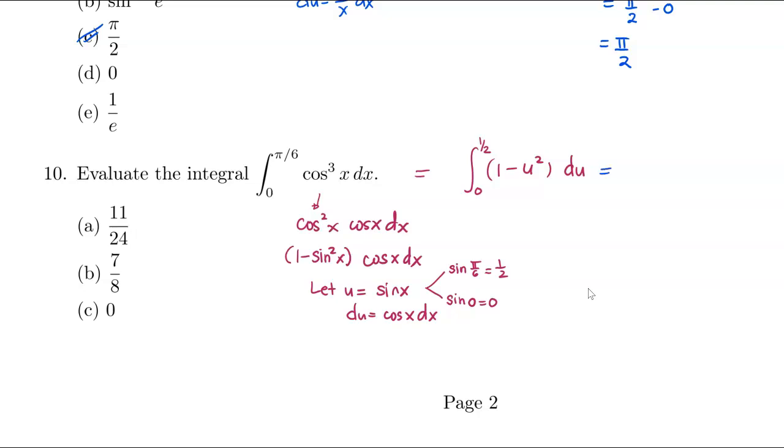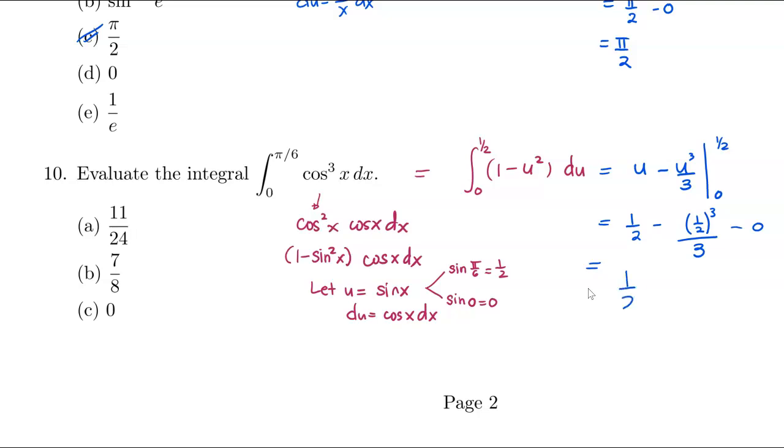Okay, so to integrate this, the integral of 1 is u. The integral of u squared is u cubed over 3. Then evaluate that from 0 to 1/2. Then you plug in. So you have 1/2 minus 1/3 and then 1/2 cubed. That's your numerator. Minus 0. If you're confused with that one, you have u cubed, so that's 1/2 cubed over 3.